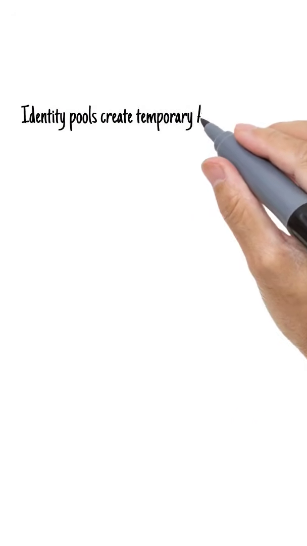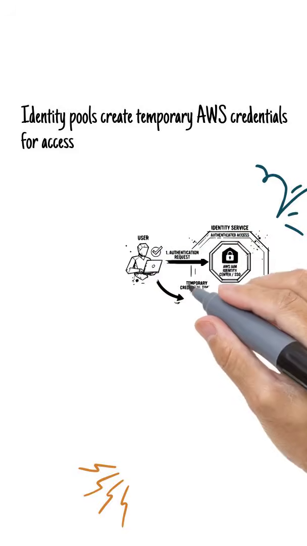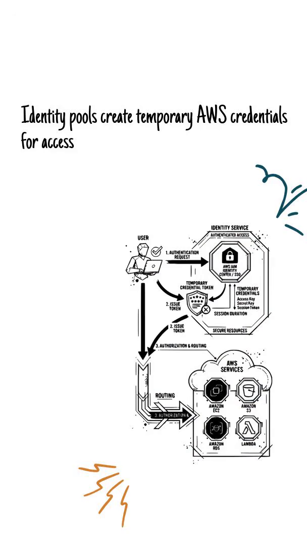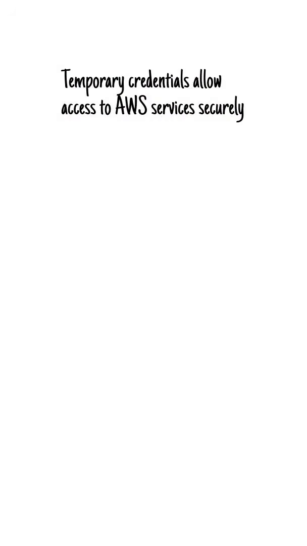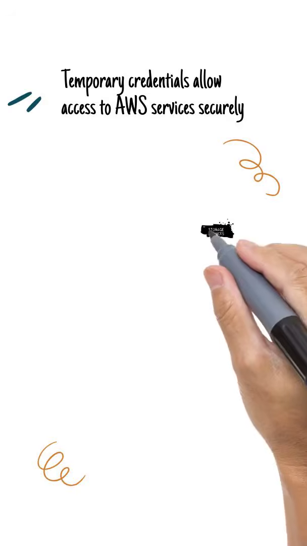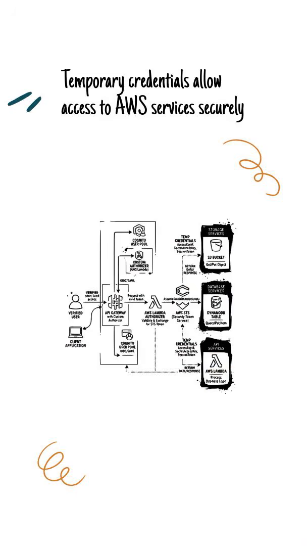Identity pools are for authorization. That means they help decide what a user is allowed to access. Once a user is authenticated, an identity pool can create a unique identity for that person and provide temporary AWS credentials. Those credentials let your app access other AWS services like S3, DynamoDB, or API Gateway without giving out permanent access keys. So the easiest way to remember it is this. User pools answer "Who are you?" Identity pools answer "What can you access?"